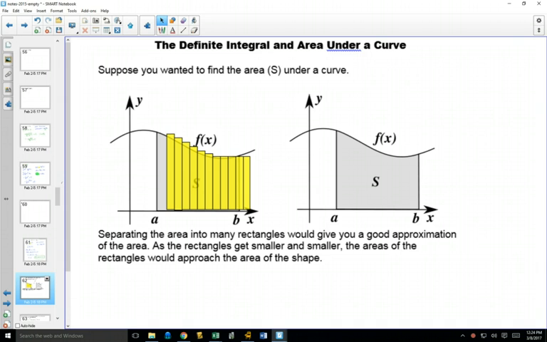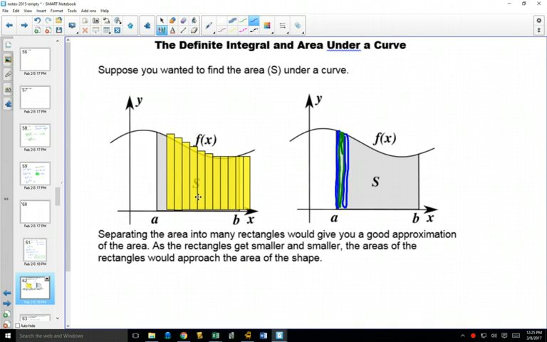But if I made my rectangles smaller, wow, there's one, keep switching colors here. There's a second rectangle, and then I do a third one. Can you see that that would be more accurate? And if I kept going smaller and smaller and smaller, eventually that area would be perfect.